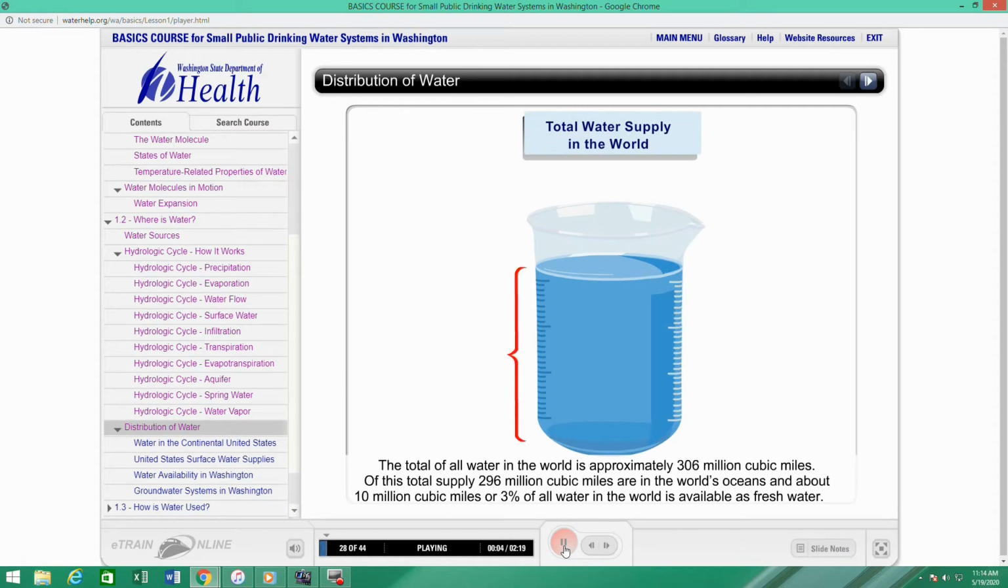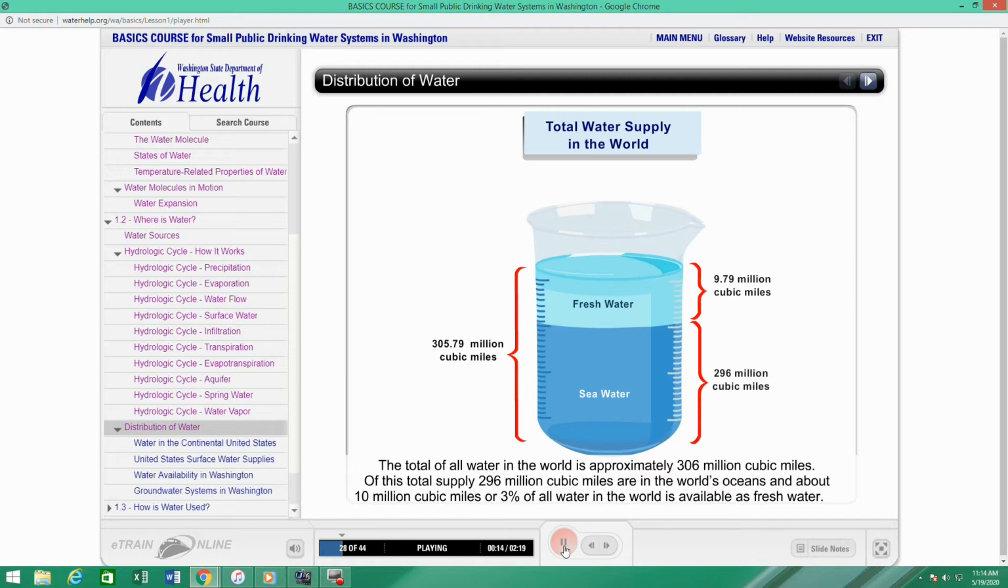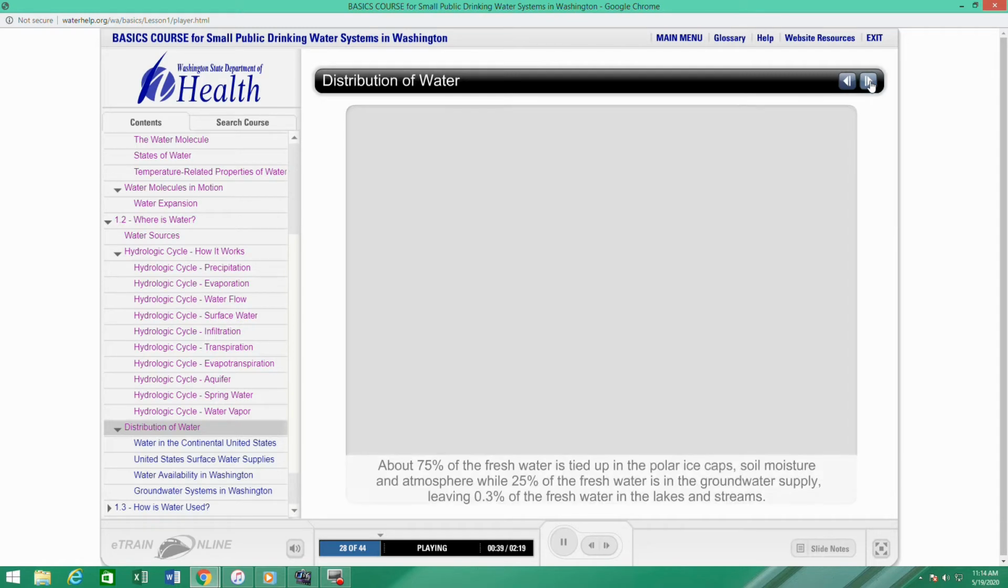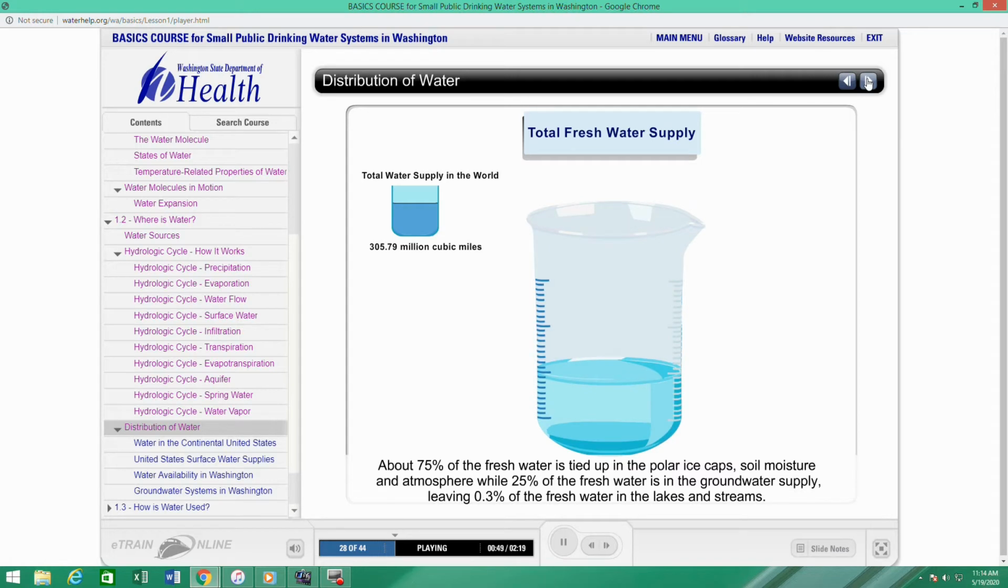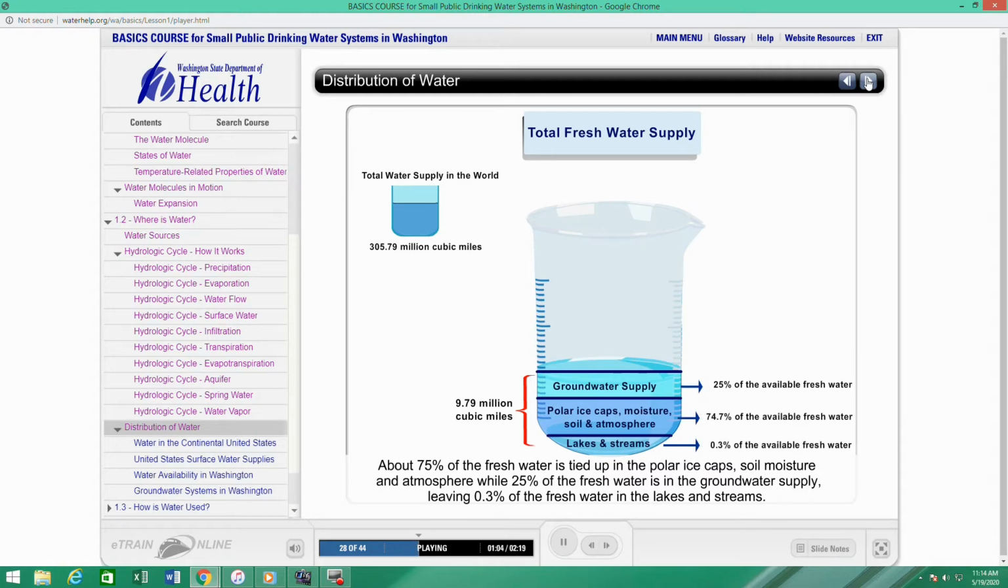The total of all water in the world is approximately 306 million cubic miles. Of this total supply, 296 million cubic miles are in the world's oceans, and about 10 million cubic miles, or 3% of all the water in the world, is available as fresh water. About 75% of the fresh water is tied up in the polar ice caps, soil moisture, and atmosphere, while 25% of the fresh water is in the groundwater supply, leaving 0.3% of the fresh water in the lakes and streams.